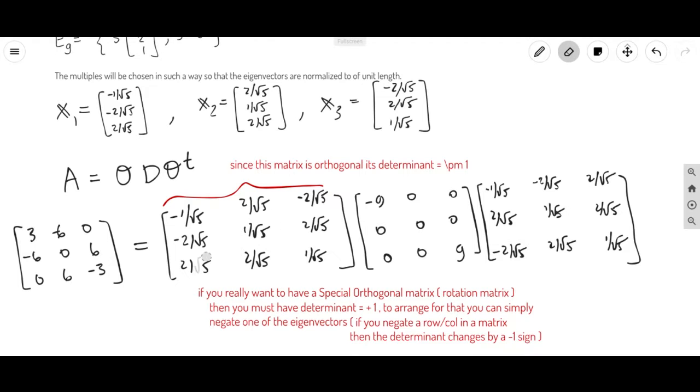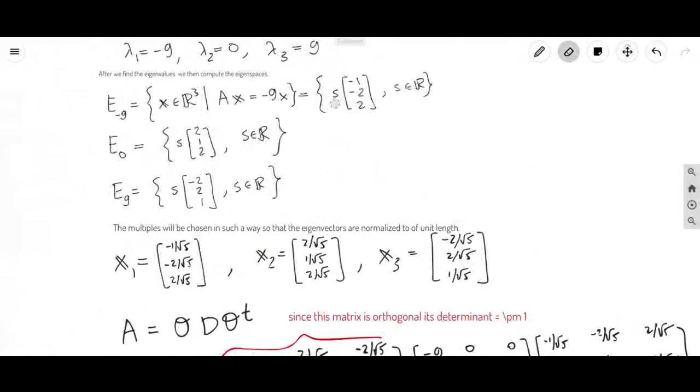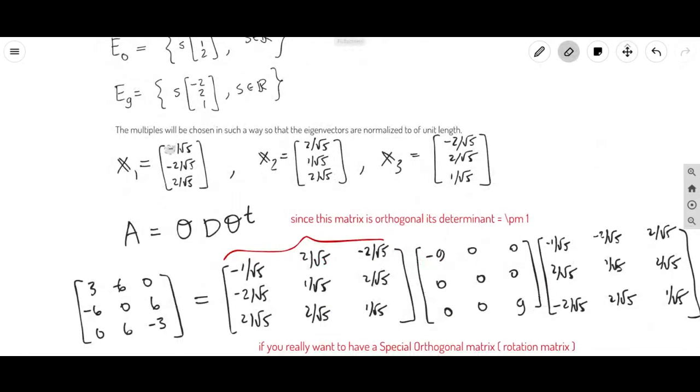Now, I have no idea what the determinant of this is because I did not calculate it. But if you put this into a calculator to find the determinant of this matrix, and it comes out to be -1, and let's suppose you want your orthogonal matrix to be a special orthogonal matrix, so you want the determinant to be positive, then you can recall what we said. You can pick any multiple of S as long as it has unit length. So what you can do is just negate the first one.